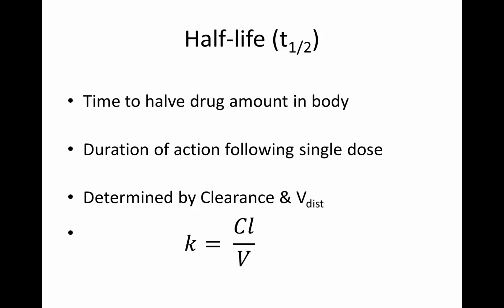This is because an increase in volume of distribution indicates greater penetration into the tissues, creating a limitation for clearance and prolonging the half-life. The relationship between clearance and volume of distribution in determining half-life is shown by their relationship to the elimination rate constant, K.